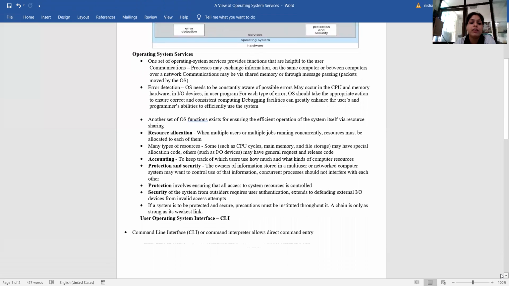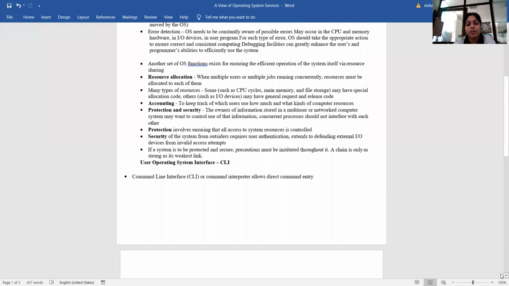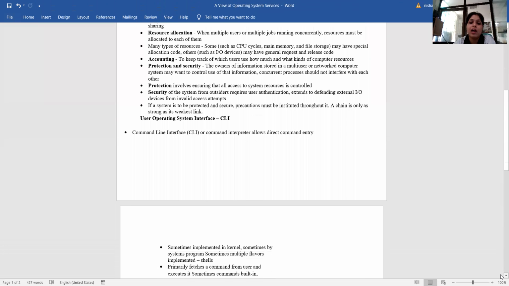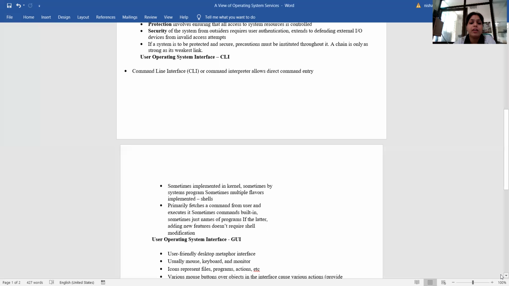With the operating system interface, we use the CLI. CLI means command line interface, or command interpreter, which allows direct command entry. Sometimes it is implemented in the kernel, sometimes by a system program, sometimes with multiple flavors implemented as shells. It primarily fetches a command from the user and executes it. Sometimes commands are built in, sometimes they are just names of programs. In the latter case, adding new features doesn't require shell modification.